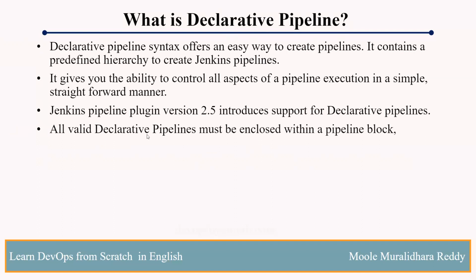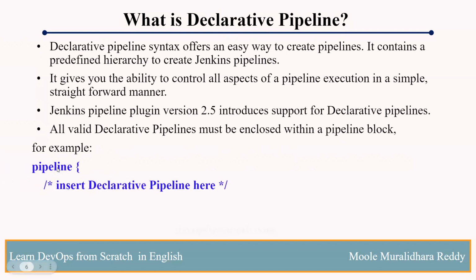All valid declarative pipelines must be enclosed within a pipeline block. For example, if you see here, we have a pipeline tag, pipeline open and close. Inside the pipeline open and close, we have to define the declarative pipeline related stages, steps, everything, inside here only. This is the declarative pipeline. Inside the pipeline tag, we can define one by one. Later I will show you a demo also. In this video, we are just discussing the overview part.